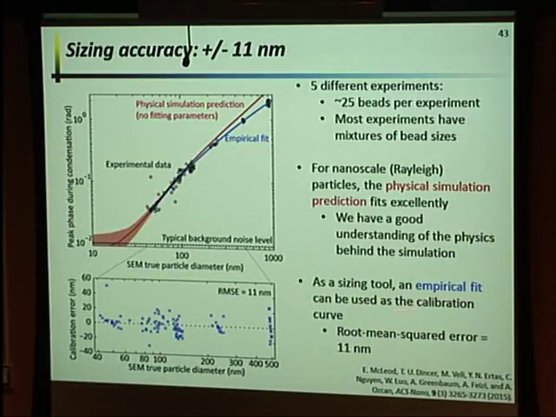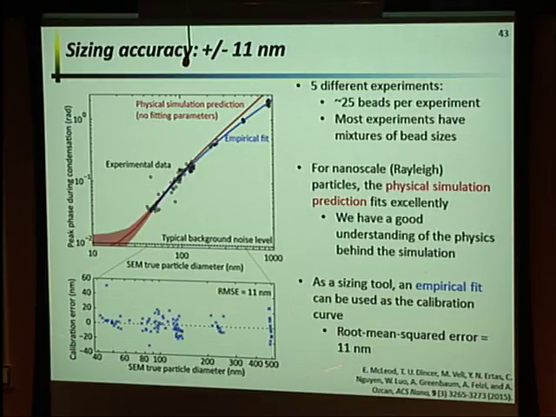If we want to use this as a practical sizing tool, we can apply a calibration curve. In this case, we're doing an empirical fit. The reason is that the physical simulation prediction seems to break down a little bit. It seems to be not so good at the very large size scale. So if we want to capture particles over this whole size scale, we can just do a second order fit. You can imagine this being a second order polynomial fit.